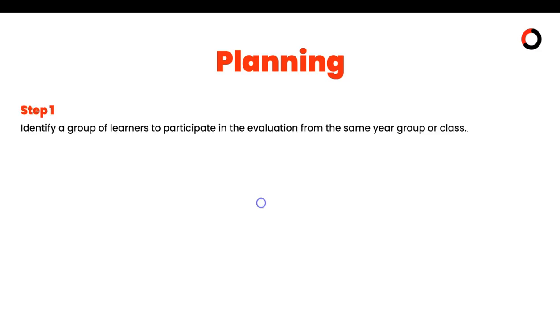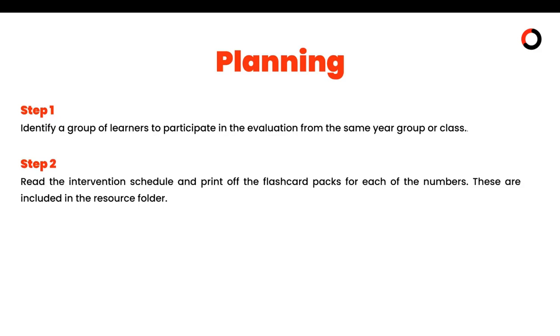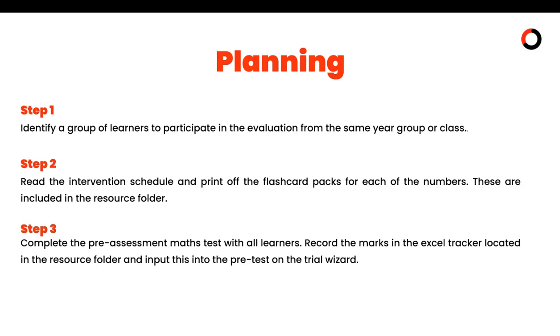So planning. Step 1. Identify a group of learners to participate in the evaluation from the same year group or class. Step 2. Read the intervention schedule and print off the flashcard packs for each of the numbers. These are included in the resource folder. Step 3. Complete the pre-assessment maths test with all learners. Record the marks in the Excel tracker located in the resource folder and input these into the pre-test on the trial wizard.